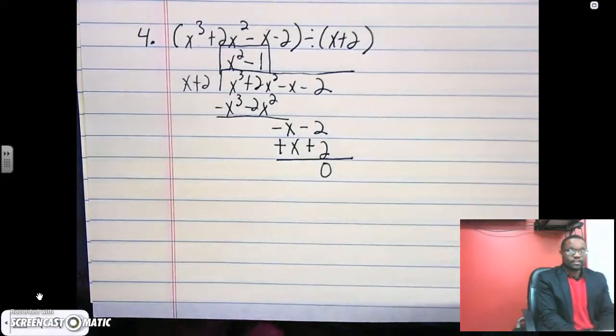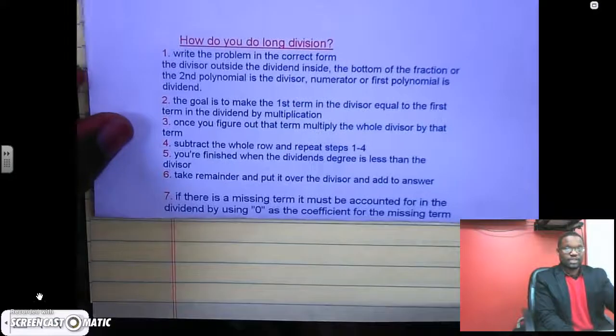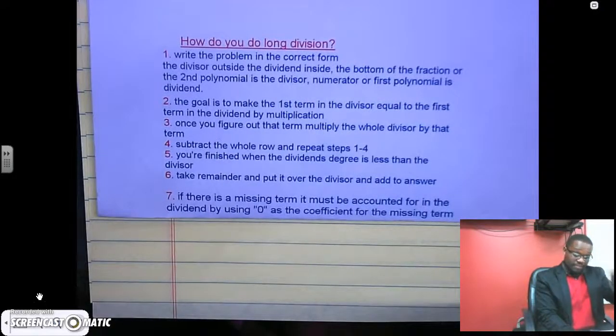All right, so these are 4 examples of doing long division. Again, remember, the key is understanding these steps, and I hope that I embodied them and showed you, exemplified, I guess is the word, each one of these.